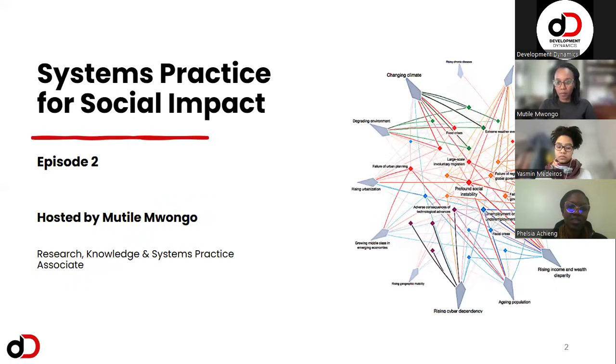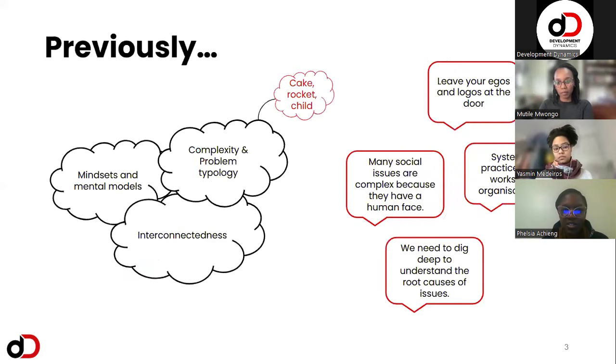This edition of Last Thursdays is the second of a series that we began last year on systems practice for social impact, and it's in collaboration with Food for the Hungry, as Mutile has just mentioned. Part of the team from Food for the Hungry is here with us. While today's session dives deeper into systems practice, the last session set the pace for us to understand systems practice, and it covered some key concepts such as interconnections, types of problems, mindsets, and mental models, as well as experience in systems practice. And just like we're doing today, the session included a brief introduction and a presentation, a panel discussion, and an activity in breakout rooms, all of which were very insightful and engaging.